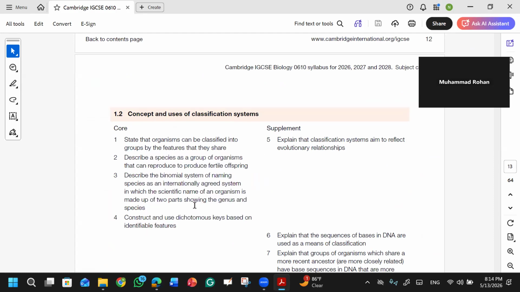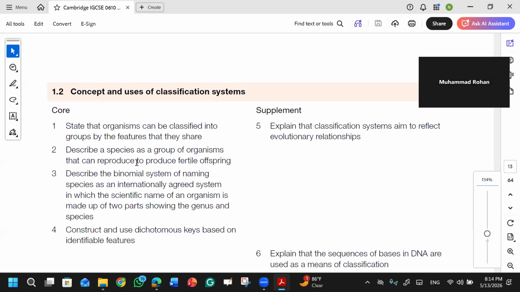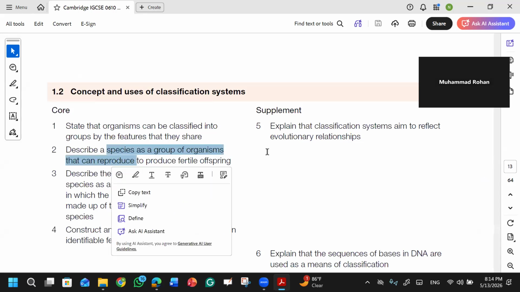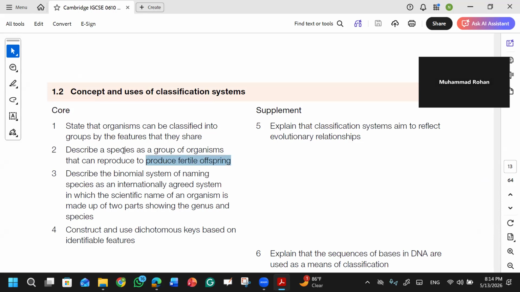Then we discussed species, how a species can be described as a group of organisms that can reproduce. I told you the definition. What is the definition of species? A species is a group of organisms that can reproduce to produce fertile offspring. And what is meant by fertile offspring? Fertile offspring are offspring that can produce further generations. Yes, the further generation. This process goes on.